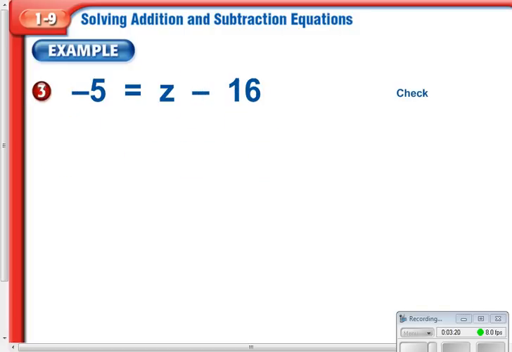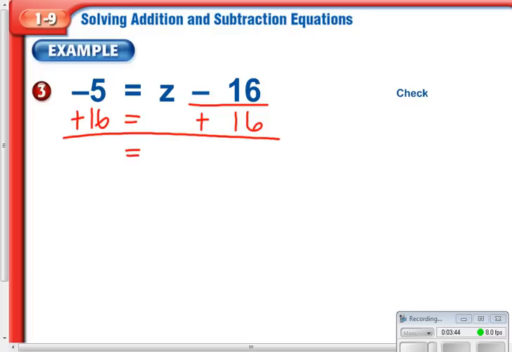Example 3. First, determine the side with the variable. Again, side with the variable. Here's my side with the variable. It is the right side. So in order to get rid of negative 16, or minus 16, we need to do the inverse, which would be add 16. We do that to both sides. Equal signs lining up down the paper. Negative 5 plus 16 is 11. We drop down z, and our 16s cancel out. Our solution, z equals 11.